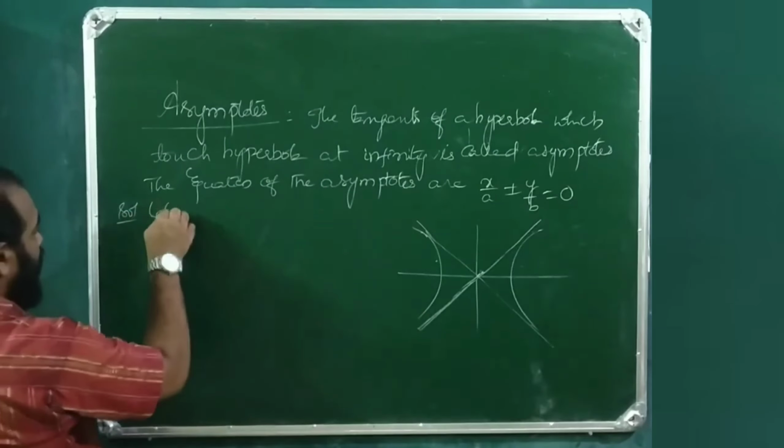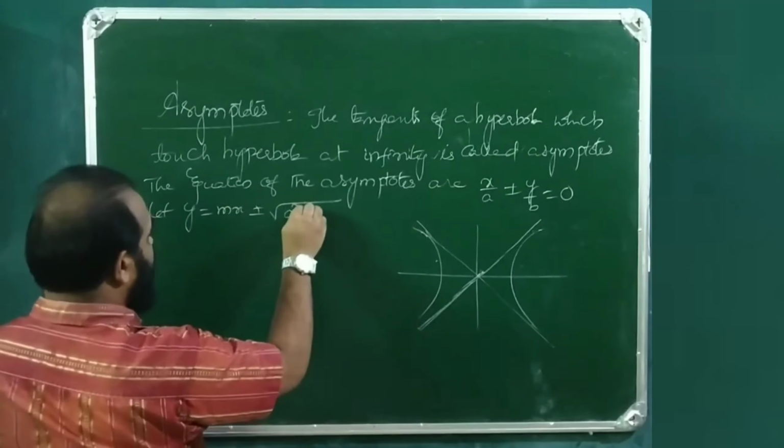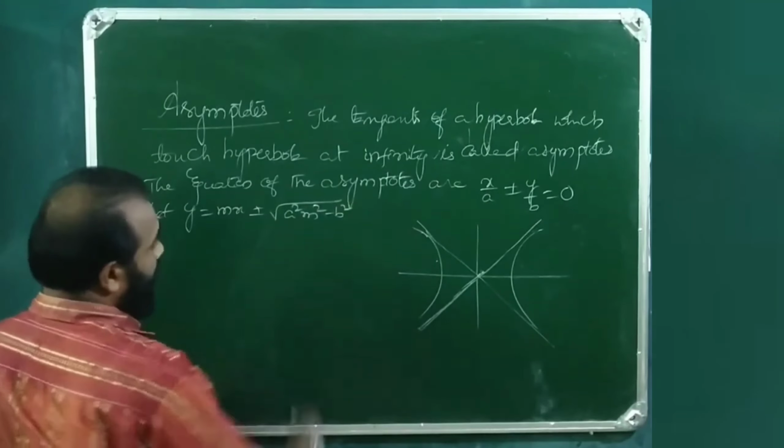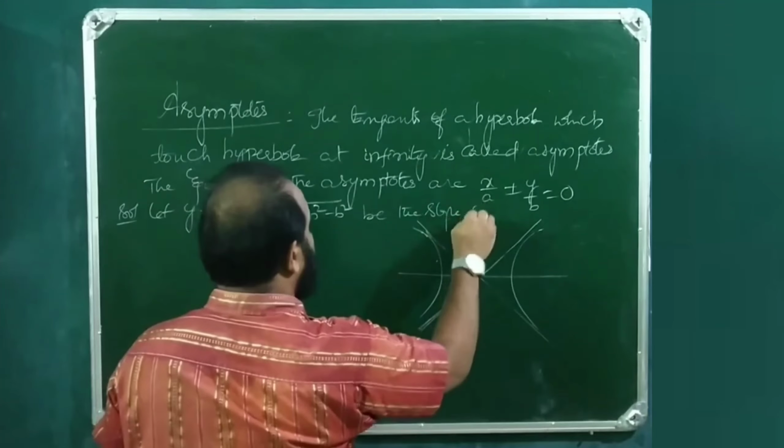Now let y equals mx plus or minus the square root of a square m square minus b square be the slope form of the tangent.